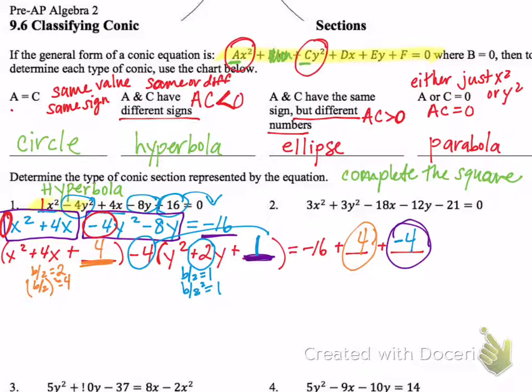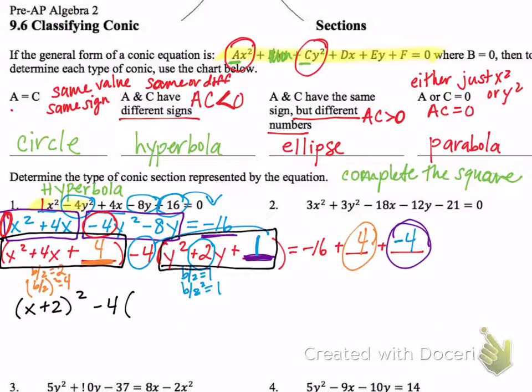Next up, I'm going to factor. If I factor this right here, it becomes what? X plus 2 squared minus 4. I'm going to factor this parenthesis. It becomes what? Y minus 1, y plus 1, because it's plus right here, plus 1 squared equals, then I add all this stuff over here. Negative 16 plus 4 minus 4 just becomes negative 16.